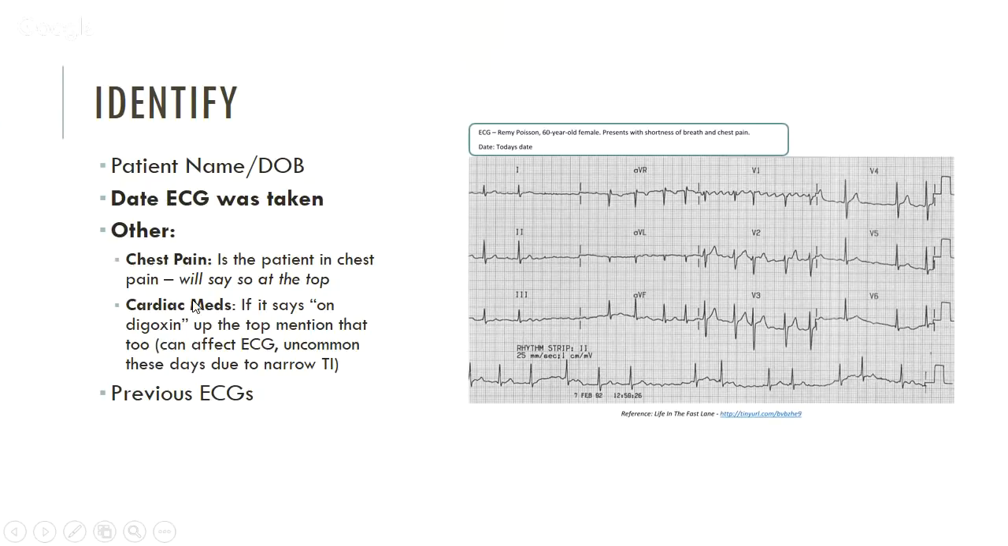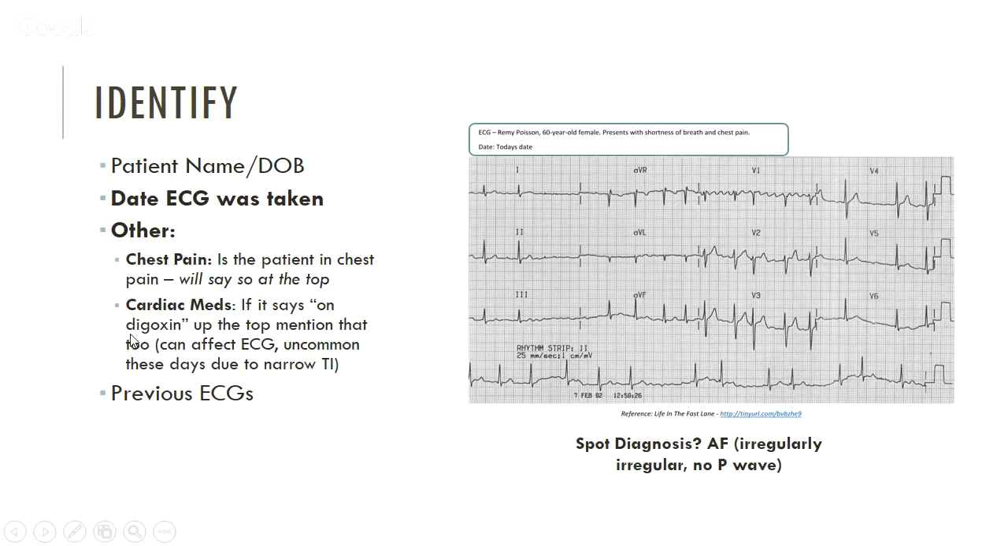If they're on digoxin, that could affect it. And things like beta blockers can slow down the heart rate. So if the person comes in with a really low heart rate and you're wondering why, it could be because of the medication they're on. It's always important to compare with previous ECGs, so you know whether it's a new change or an old thing.